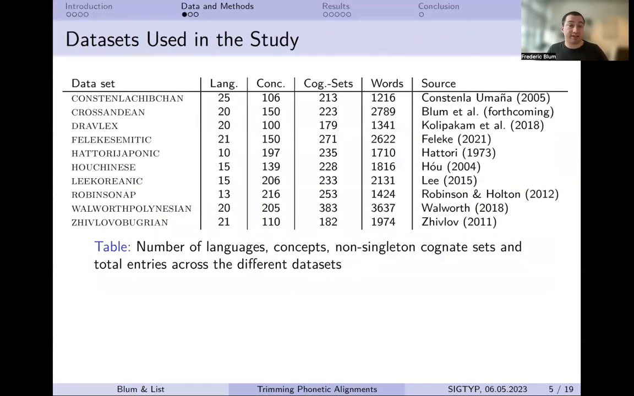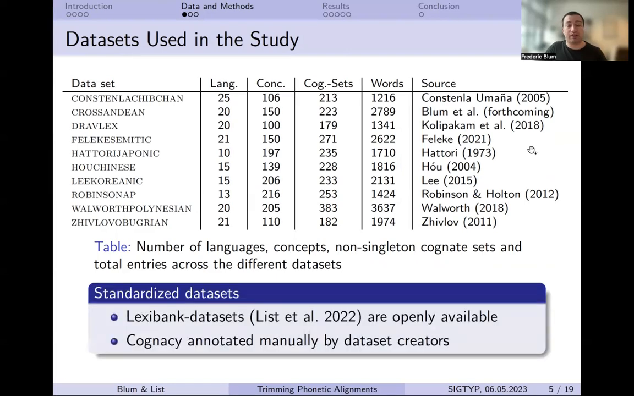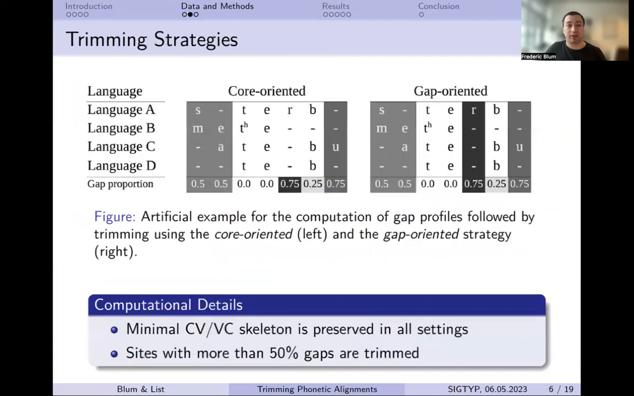We use 10 different data sets in our study to have a broad typological sample. All the data sets are openly available and have a comparable amount of languages and concepts in them, so they're all of comparable size. And crucially, they all have their cognacy annotated by the creators of the data sets themselves. So this is not something that we infer automatically, but is already provided with the original publication of the data. What we do, however, is to align all those cognate sets using the LingPy algorithm. So the alignments are inferred automatically.